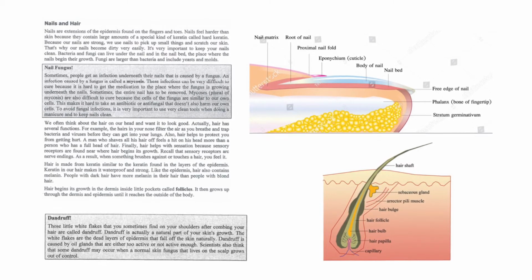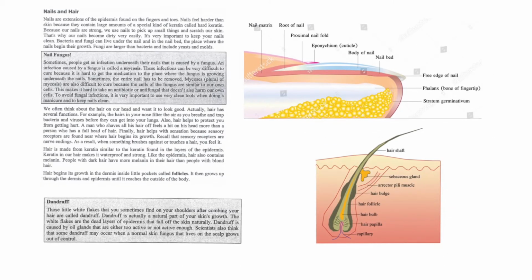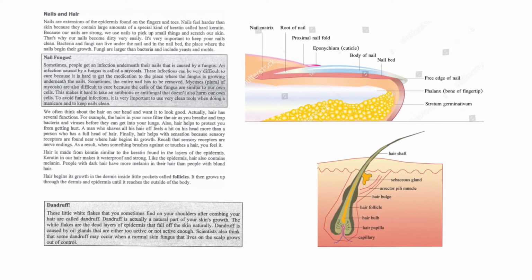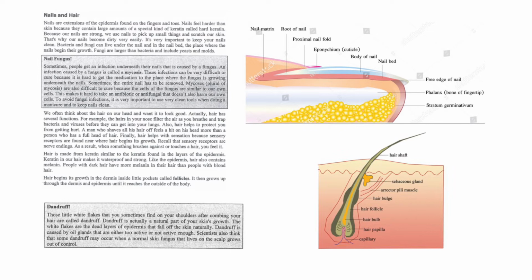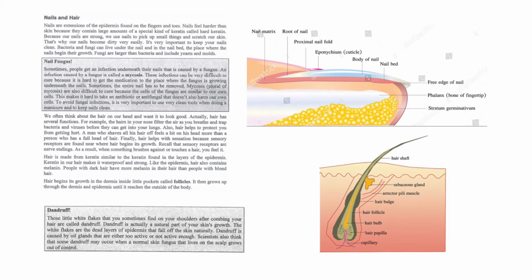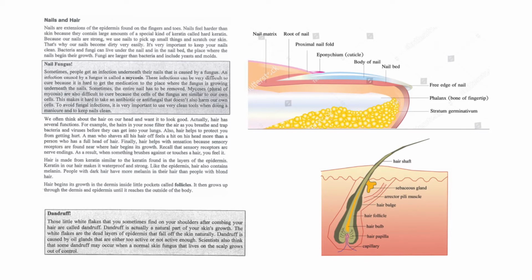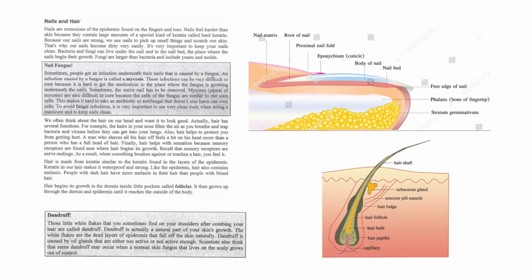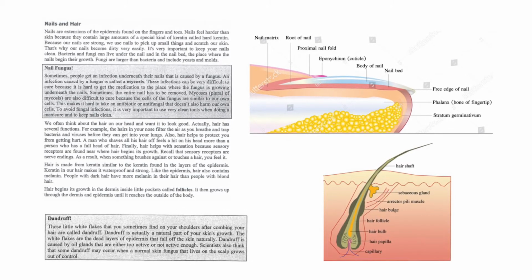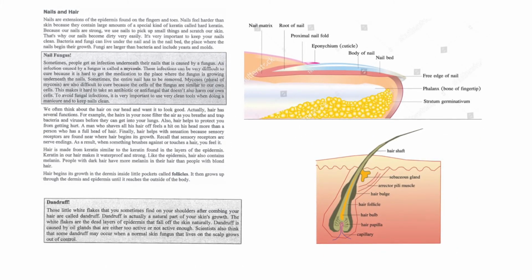Actually, hair has several functions. For example, the hair in your nose filters the air as you breathe and traps bacteria and viruses before they can get into your lungs. Also, hair helps to protect you from getting hurt. A man who has shaved all his hair feels a hit on his head more than a person who has a full head of hair. Finally, hair helps with sensation because its sensory receptors are found near where hair begins its growth. Recall that sensory receptors are nerve endings. As a result, when something brushes against or touches a hair, you feel it.